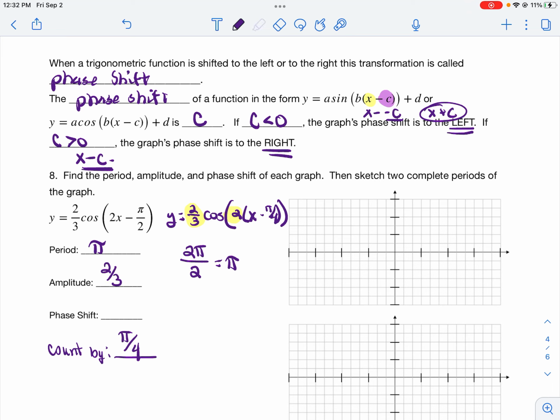Okay. Now here is how I figure out my phase shift, because I see pi over 4 and I always had problems, remember, is that to the left or to the right? You do have to figure it out. So what makes sense to me is if I take what's inside those parentheses, set it equal to 0 and solve, I get a positive value. So positive is going to the right. So the phase shift is pi over 4 to the right.